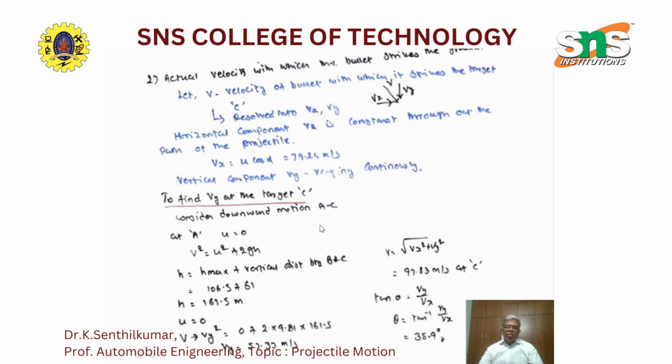So consider the downward motion of the bullet from A to C. At A the initial velocity is equal to 0. So we can use the second equation of motion, v squared is equal to u squared plus 2as. Here the bullet is traveling downward, hence we use plus 2g instead of a, and instead of s we use h.